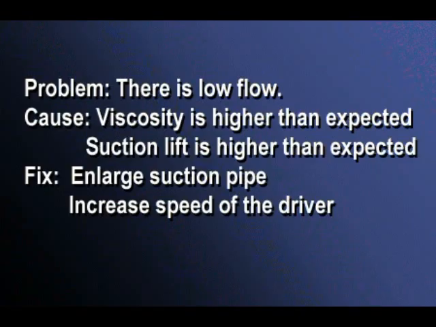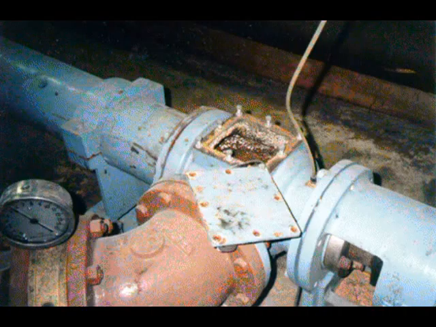Probable cause: the viscosity of the fluid or suction lift is higher than expected. This can be remedied by enlarging the pipe size or increasing the speed of the driver. There may be low flow because solids have settled in the suction housing or line. For this, stop the pump, drain the suction housing, and remove the debris through the inspection plates. Clean inside pipe walls and elbows.